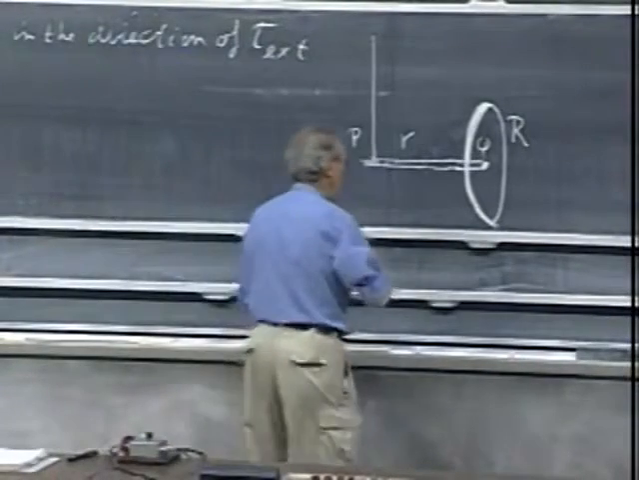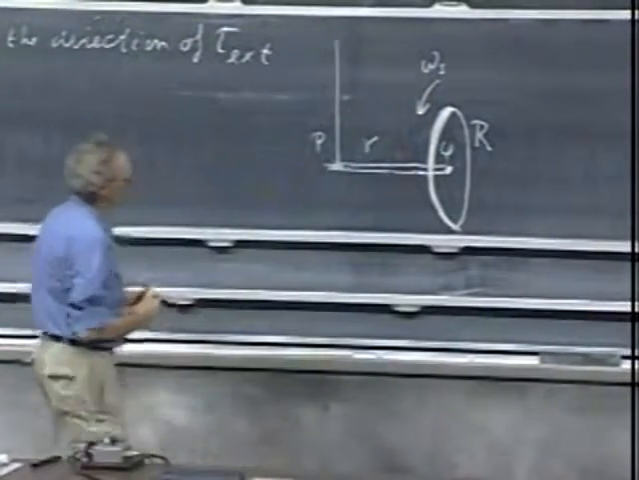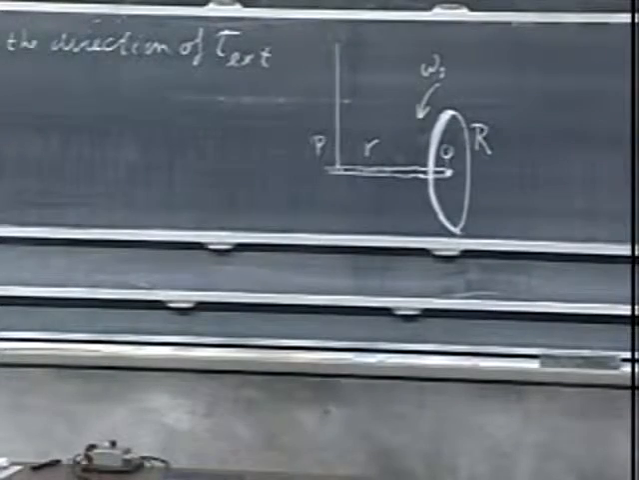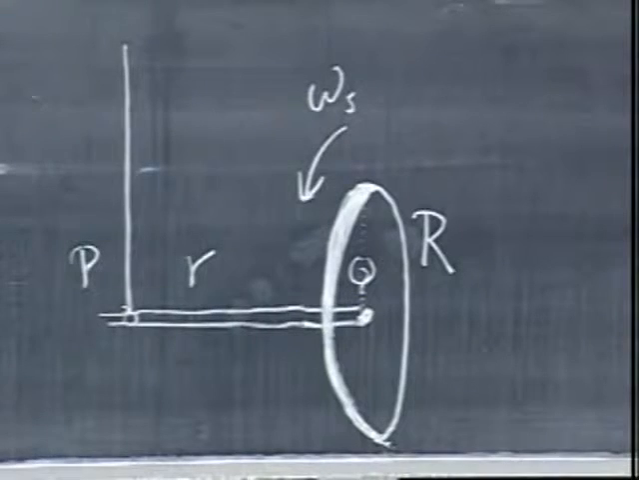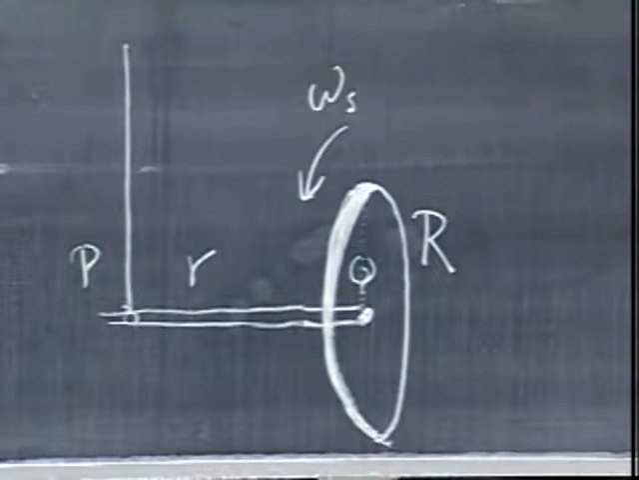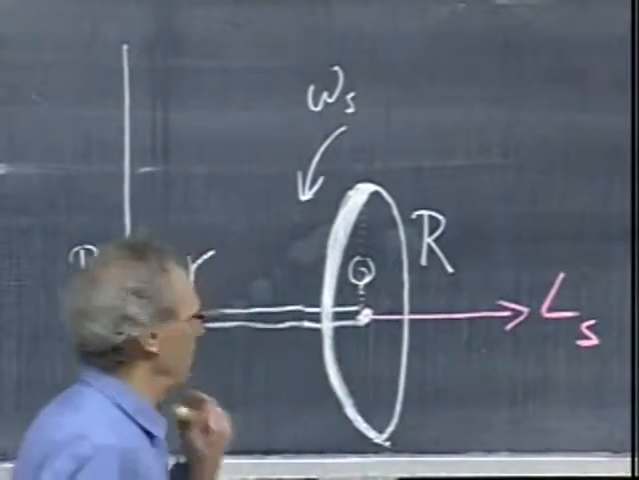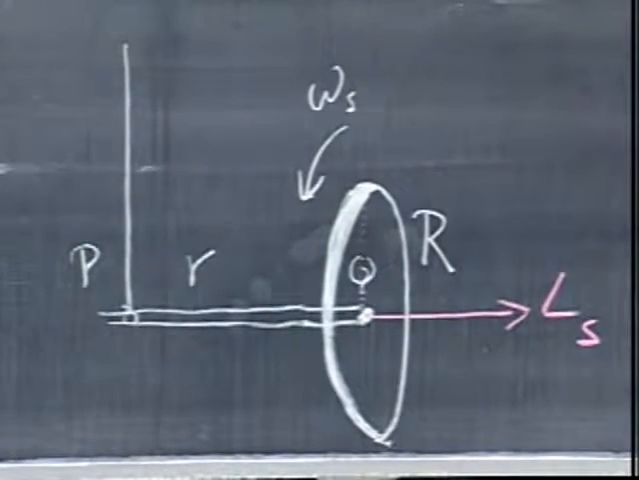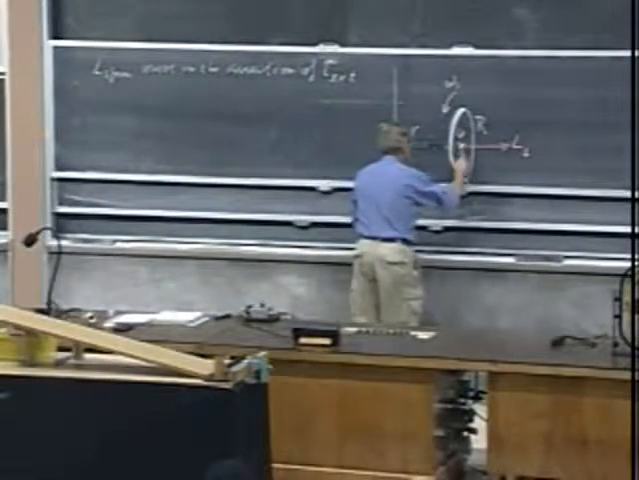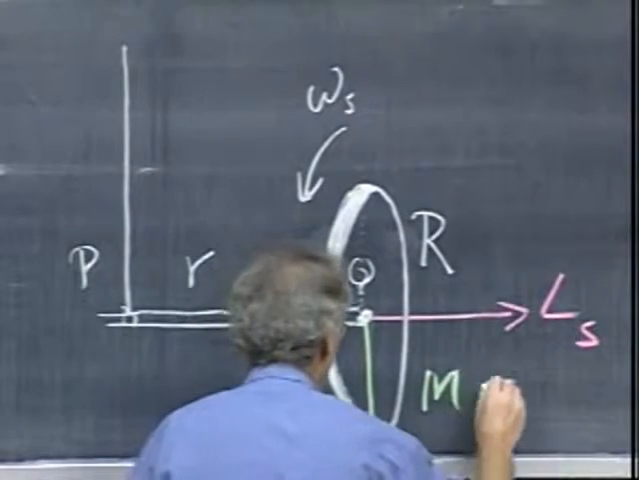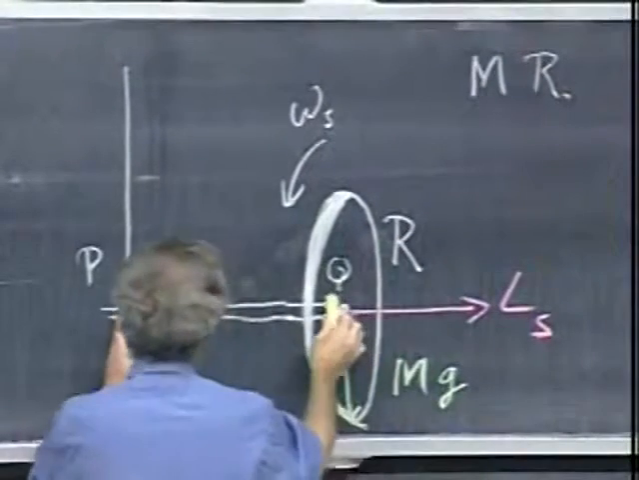Suppose now I give it a spin in this direction, omega s. S stands for spin. In what direction is now the spin angular momentum? Use your hands, your thumbs. Spinning in this direction, angular momentum is in this direction. That's the spin angular momentum, L spin. Well, there is a force on this system, mg, and that force is in this direction. It has a mass m, the bicycle wheel, and it has a radius capital R, and this part is little r.